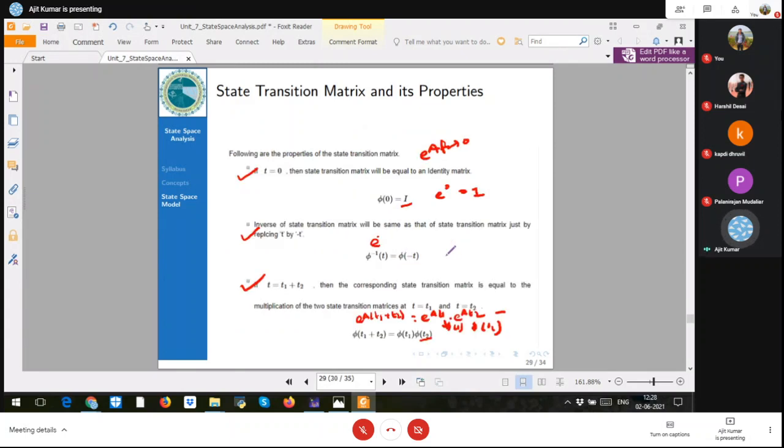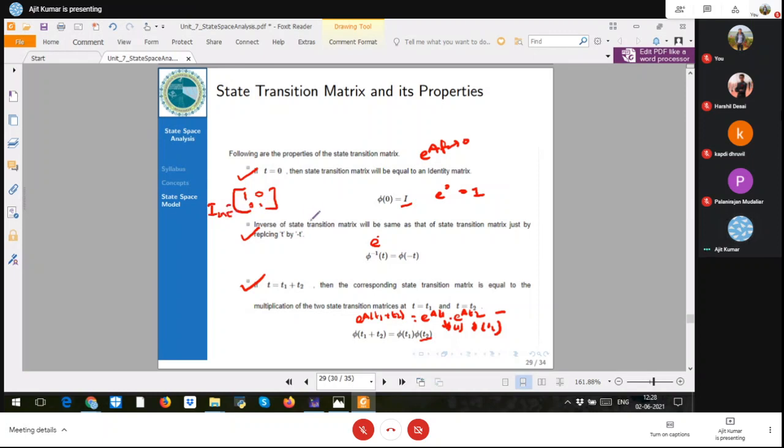So its properties we also saw. We had three properties we have seen. First, if t equals 0, then your state transition matrix will be the identity matrix. Identity matrix will look like this. For 2 cross 2, it should be 1 0 0 1. This is the I matrix, I 2 cross 2.